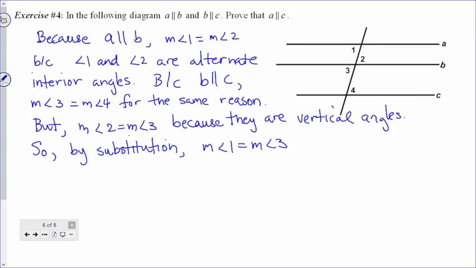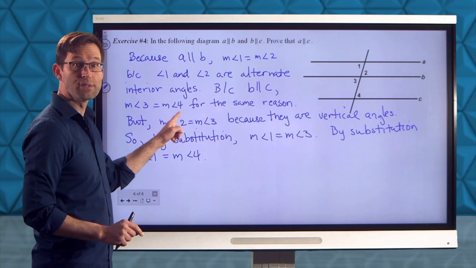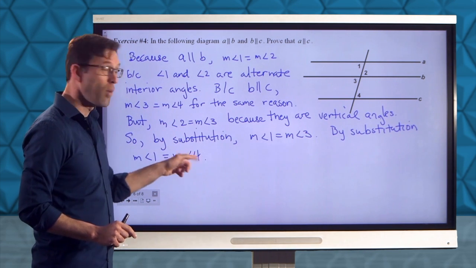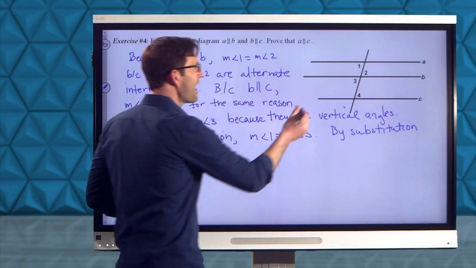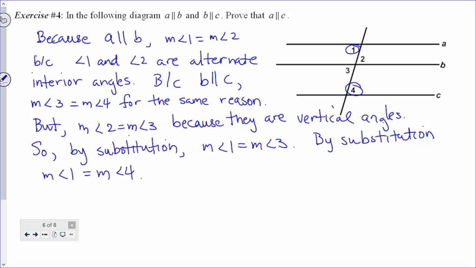All right, so 1 is equal to 3. And again, by substitution, now I can say that angle 1 is equal to the measure of angle 4. Because again, I know 1 is equal to 3. I know 3 is equal to 4, right? So now 1 must be equal to 4. But now I have it, right? 1 and 4 are alternate interior angles that have been created by these two lines cut by that transversal.